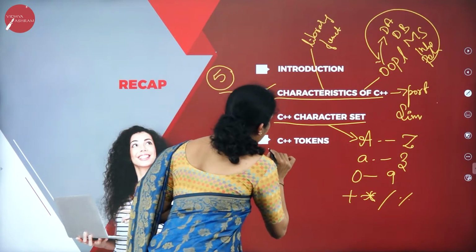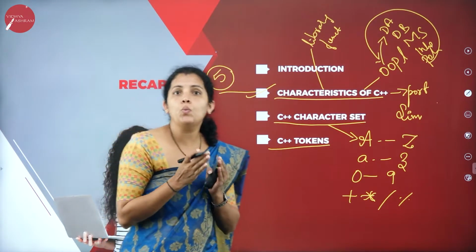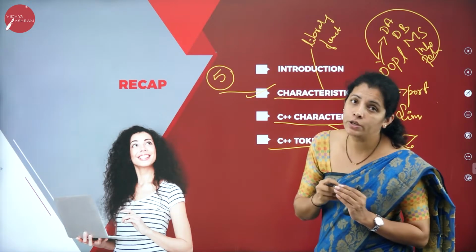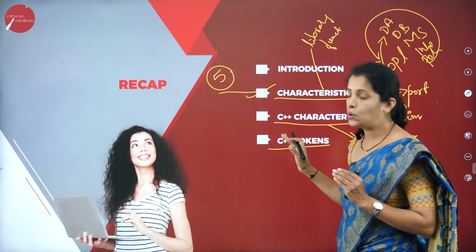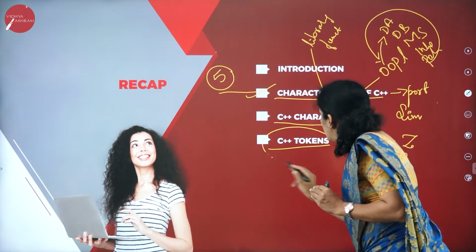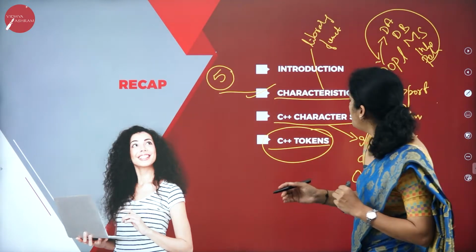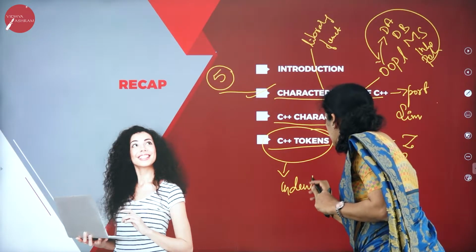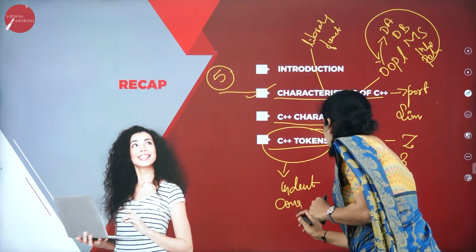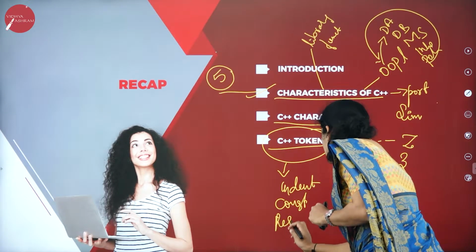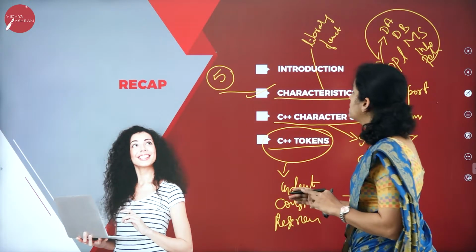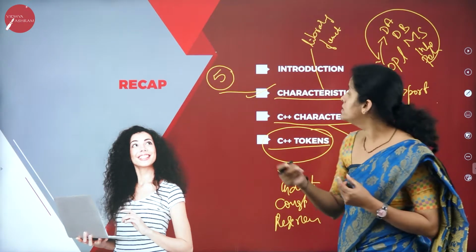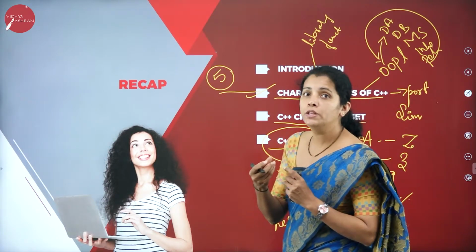Along with that, we had discussion regarding tokens. So what is a token here? Tokens are the individual smallest units. Some examples of tokens are identifiers, constants, reserved words. These are the examples for C++ tokens. As I told, this is the smallest individual unit.